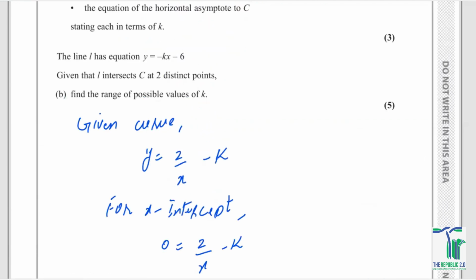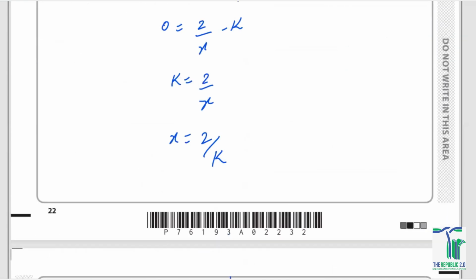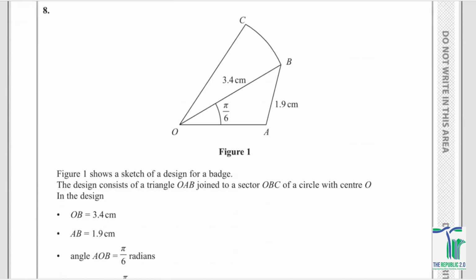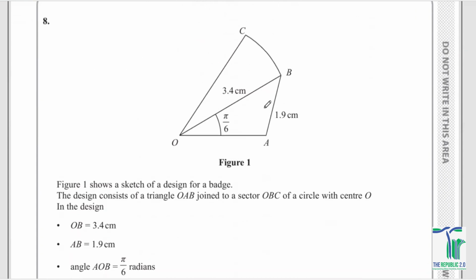So that was it. This was question number 7. We have got ourselves the curve as well as the values of k. Now we're going to get to the next question. And in the very next question, in question number 8, you can see that you've got this sort of a triangle OCBA. Figure 1 shows a sketch of the design for the badge, and you've got the angle over here as pi by 6. You've got AB, you've got the opposite side of pi by 6, and you've got this 3.4. And what are you looking for in the very first part? Find the size of the angle OAB. So we are looking for this side.